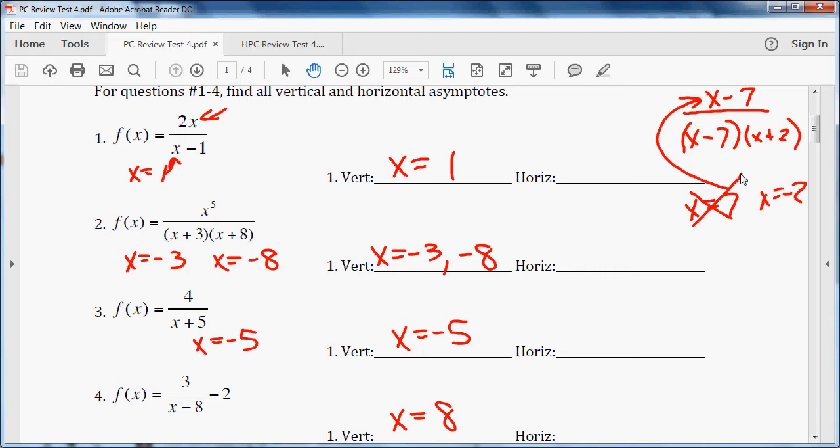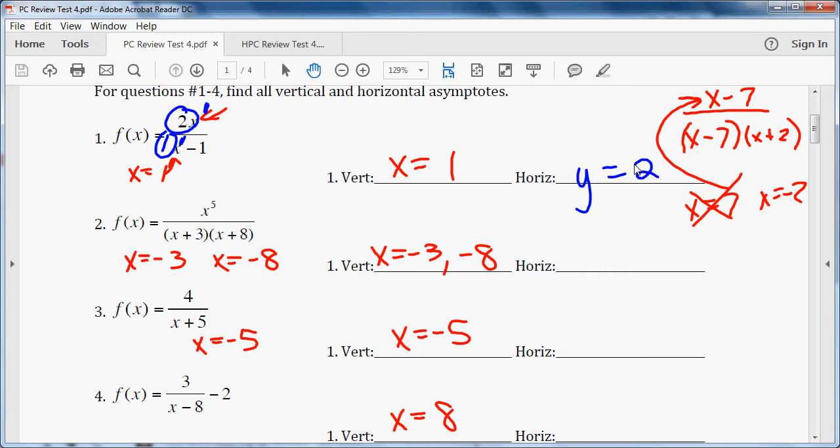Now switch over to horizontal asymptotes. For these, in general, we look at the exponents. So on this first one, we have x to the first, x to the first, they're the same. So we look then at the coefficients in front of them, and we get 2 over 1, so it's y equals 2. Make sure when you're writing answers to these, you do put x equals for all the vertical and y equals for all the horizontal.